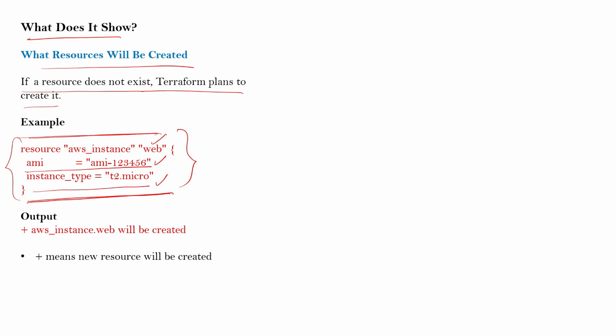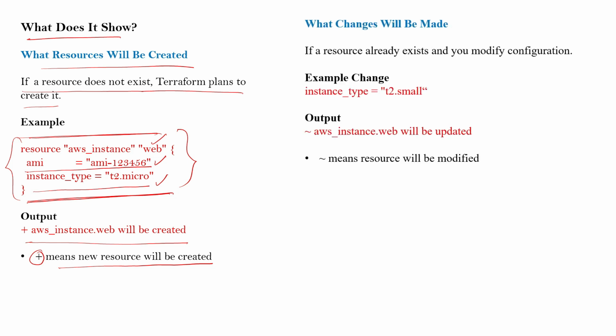So when you run the Terraform plan, it will show you the output that this particular machine will be created. Here, plus means a new resource will be created. There are different symbols. If you are creating some resources, updating some resources, or destroying some resources, the plan file output will be according to that particular operation that you are going to perform.